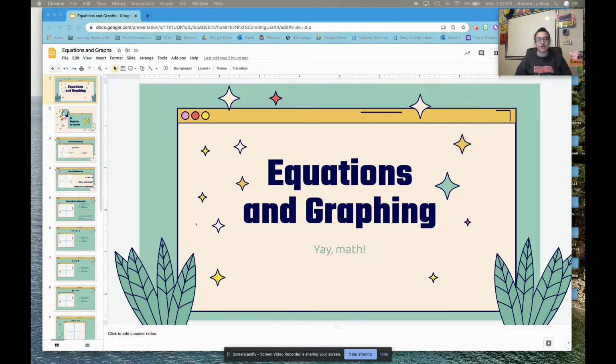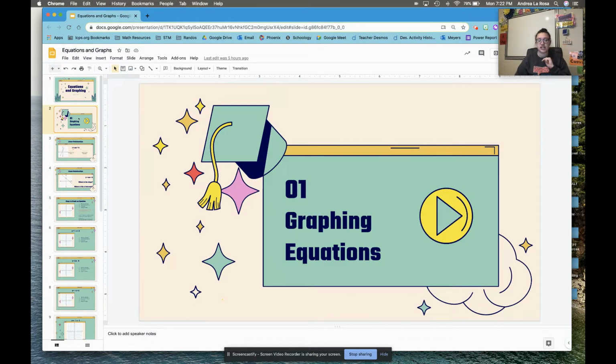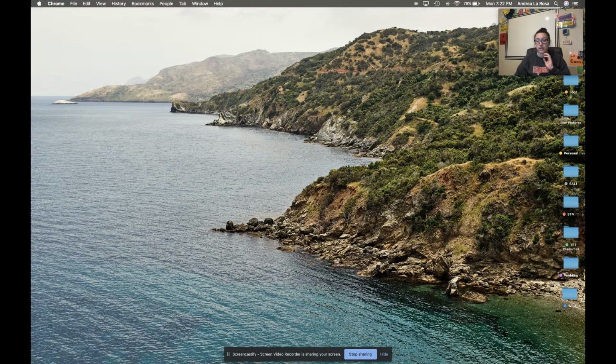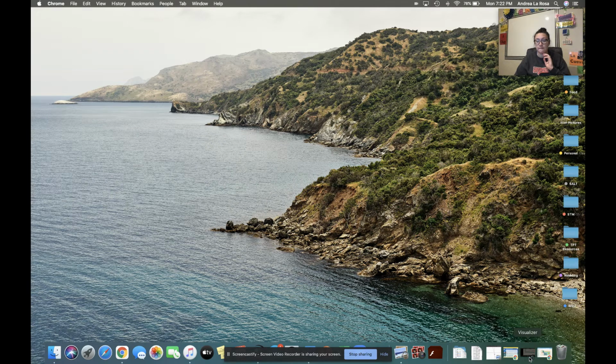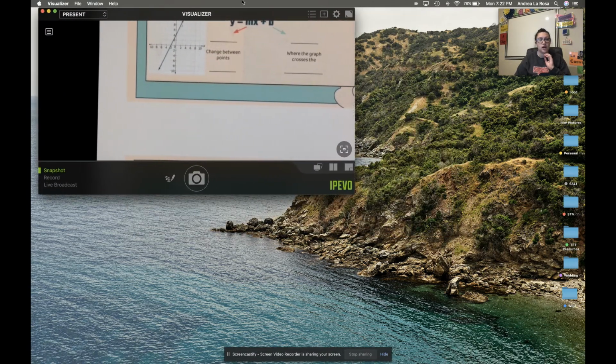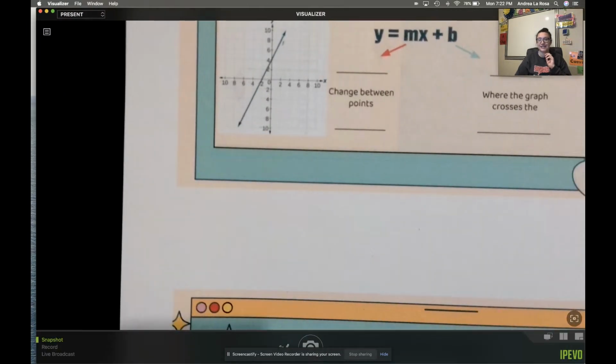So today's video is going over equations and graphing, where we're taking equations and putting them on a graph, or we're taking graphs and writing the equations that go along with them. We're going to break this up into two sections. The first section is just graphing the equation. So first, we're going to have to remember our equations that we'll be graphing.